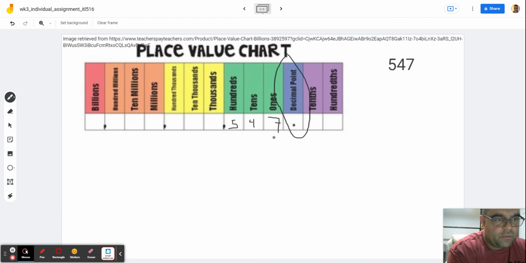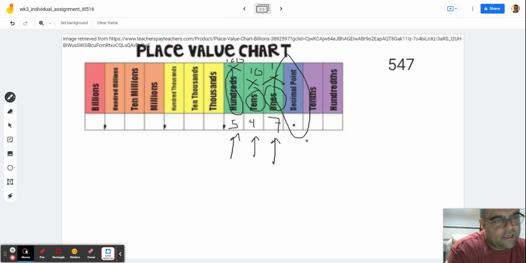So the 7 is in the ones place, the 4 is in the tens place, and our 5 is in the hundreds place. So we know the 7 is in the ones place, 4 is in the tens, and the 5 is in the hundreds. Hence, this is times 1, this is times 10, this is times 100.